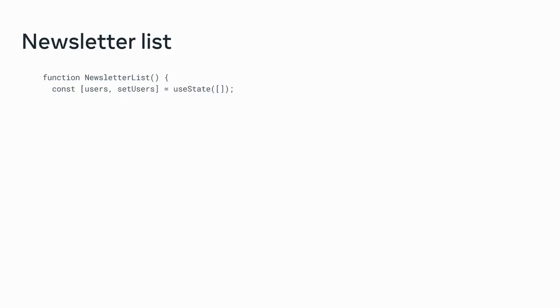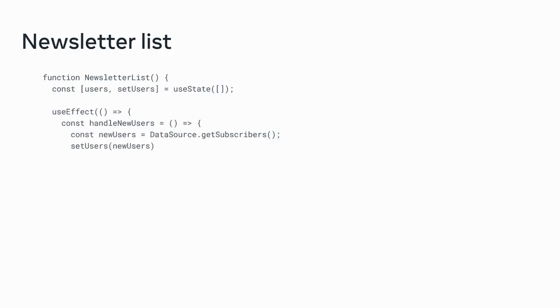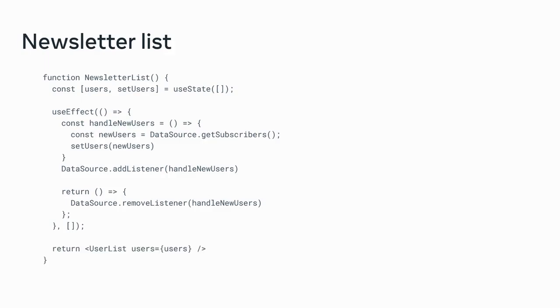Now, imagine that Little Lemon also needs a place in the application to keep track of the number of users subscribing to its newsletter in real time. This could be a valid implementation for such functionality.